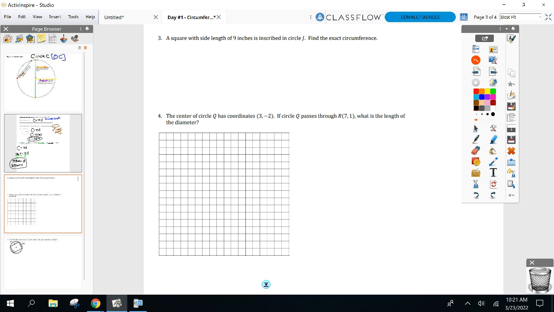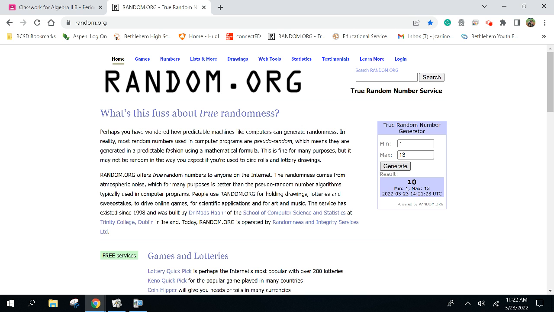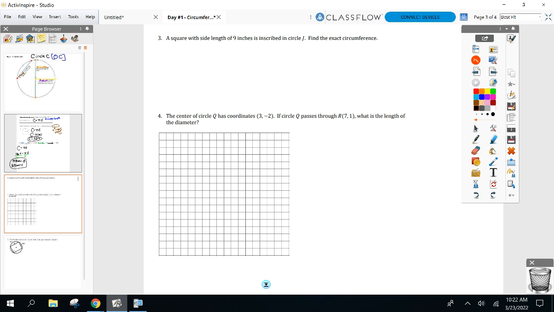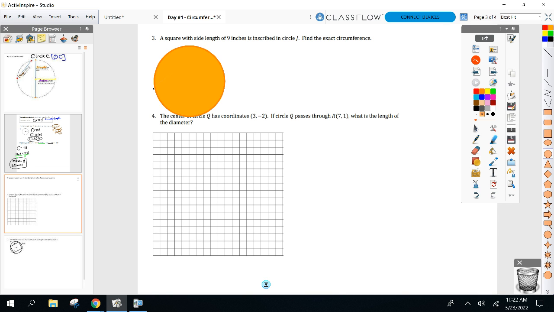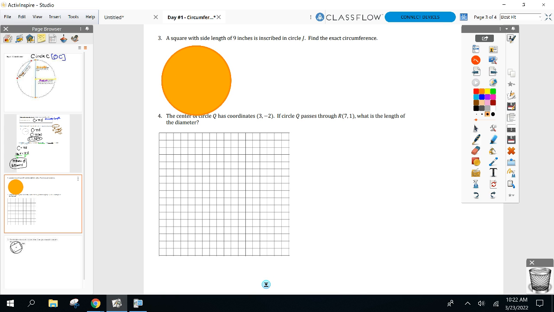A square with side length of 9 is inscribed in circle J. Circle J, what's the J telling me? That's why I went over first thing here. What's the J telling me? Circle J. What's so great about J then? Center. Everyone draw yourself a circle. Go ahead. Circle, center's J. So pop J in for the center.